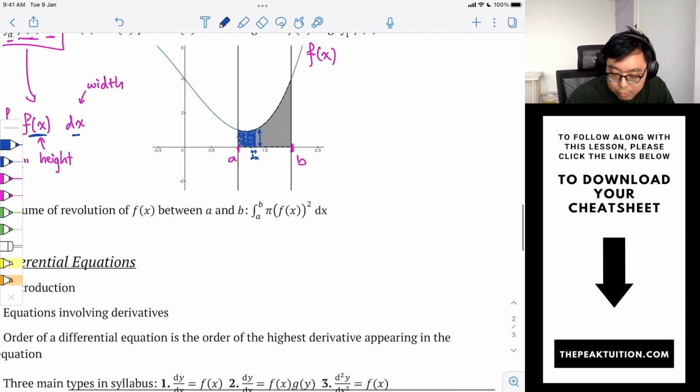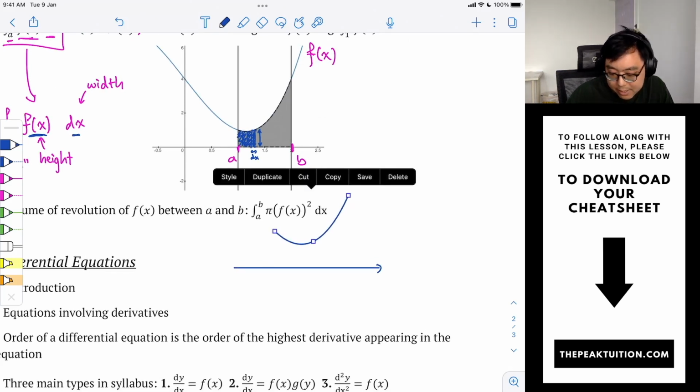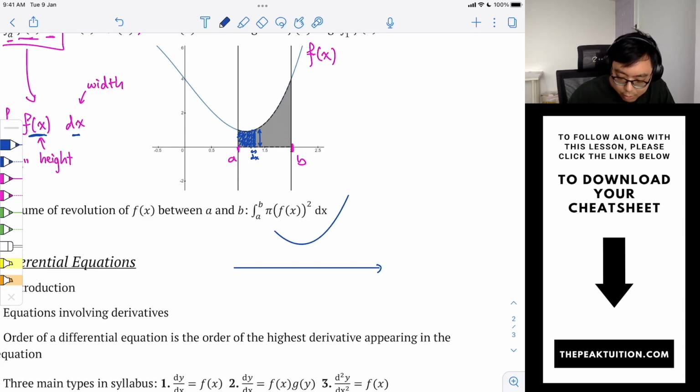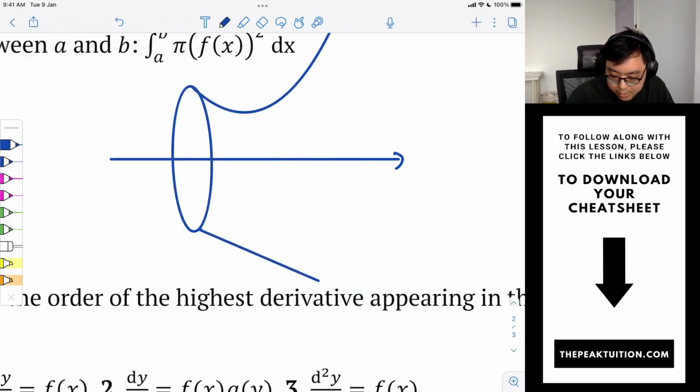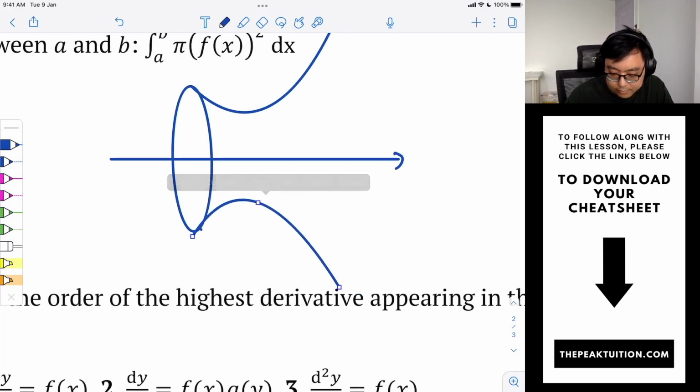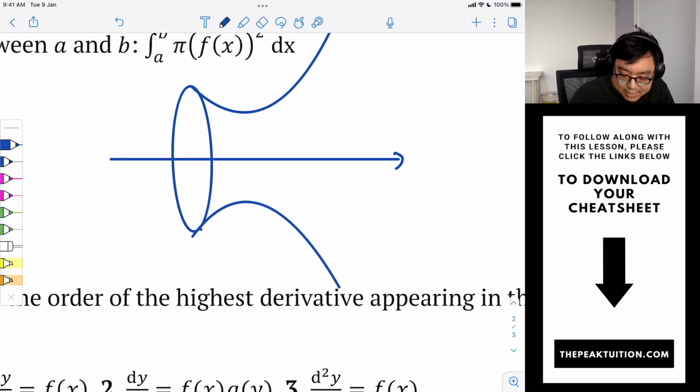So suppose we want to find the volume of revolution of a funny curve that looks maybe like this. So the volume of revolution will look something like this. And to find this volume, we can think of it as slices.